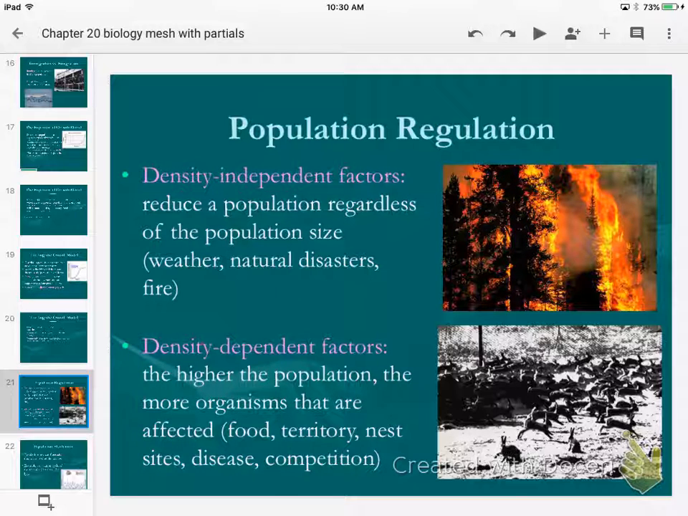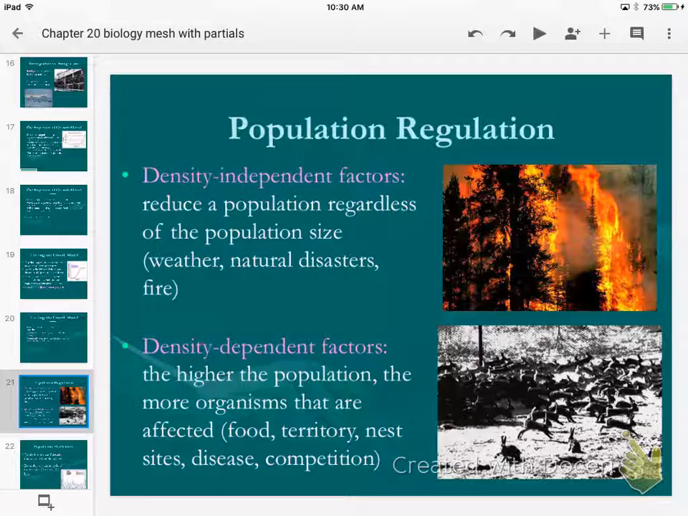There are density-independent factors. And with density-independent factors, it doesn't matter if there are a lot of you or not. It just kills things off. Like a forest fire sweeping through an area that literally burns up rats. That would be density-independent. It doesn't matter how many there are. It's going to kill whatever's there. A flood that just drowns a lot of rats in their burrows. That would be something that would be density-independent.